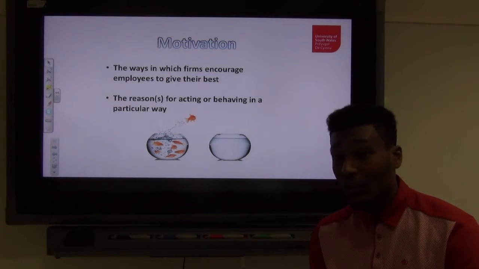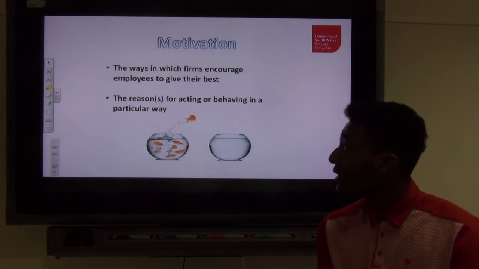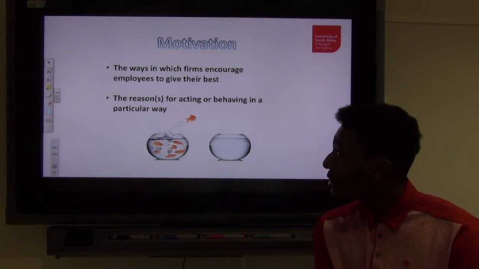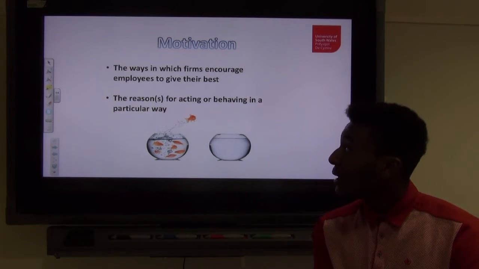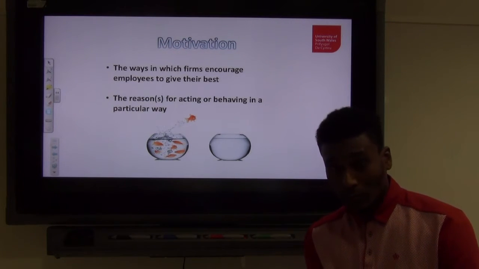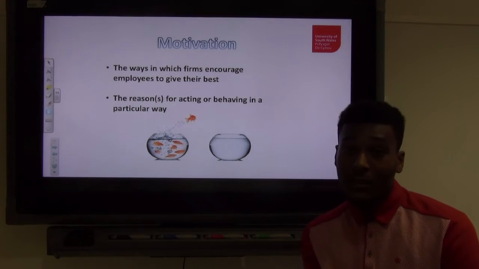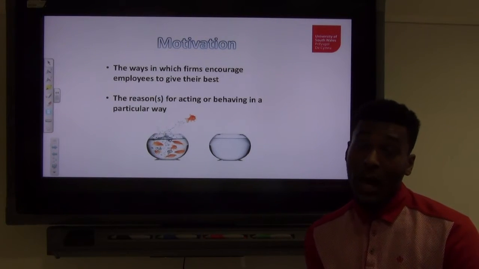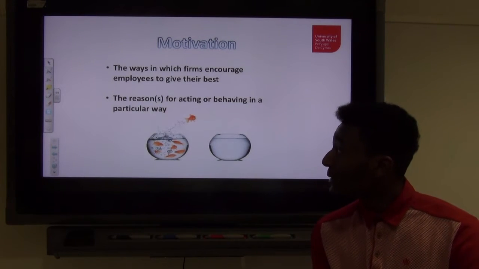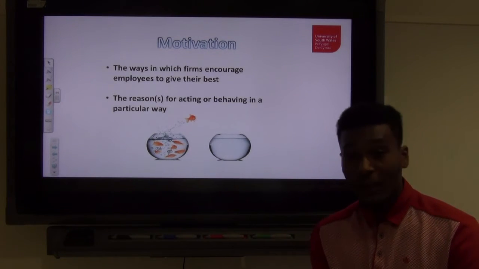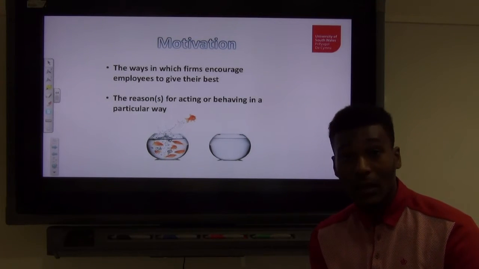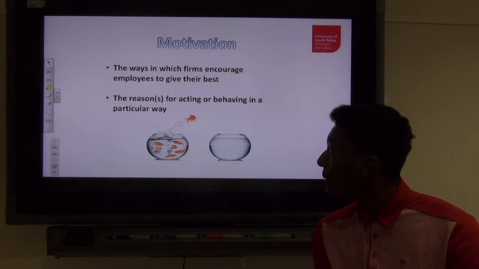Two brief definitions of motivation are listed above here. First is the business perspective definition of motivation. This states the ways in which firms encourage employees to give their best. It's basically the approaches taken by firms in order to encourage the staff to work to their maximum potential. Second is the psychological definition of motivation. This states it is the reason or reasons for acting or behaving in a particular way.